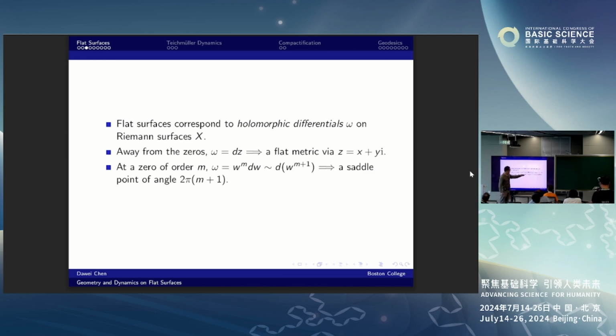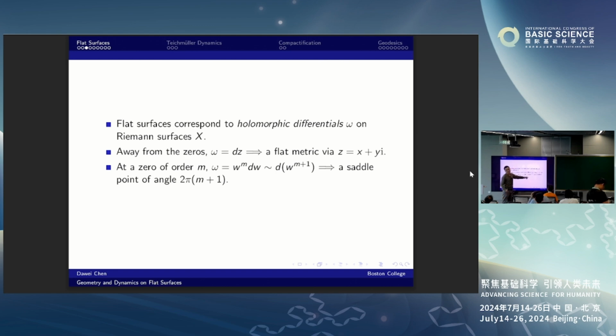And if you think about this, you can rewrite it, up to a non-zero scaling, as the derivative of w raised to the power of m plus 1. You differentiate, you'll get w to the m dw up to a constant. That tells us if you have a zero of order m, you don't just get dz, but you get a higher power of your local coordinate.